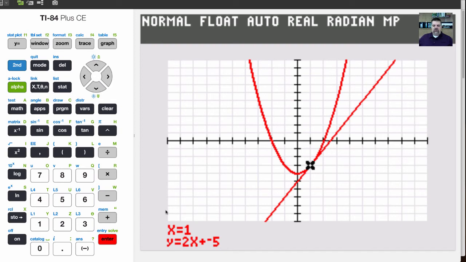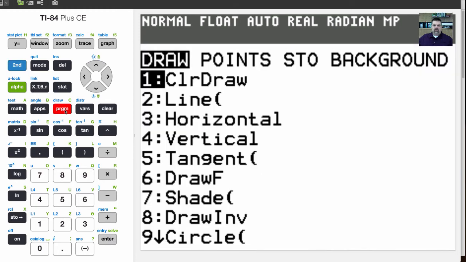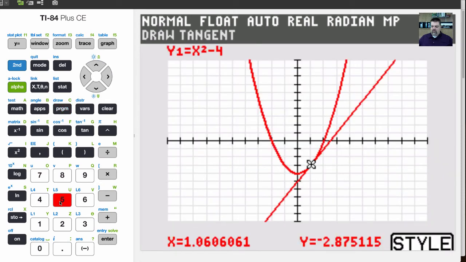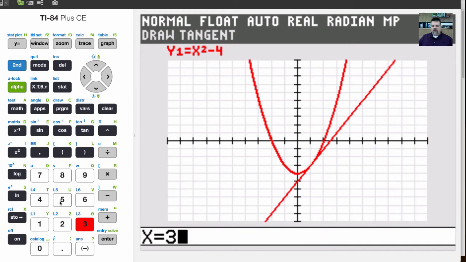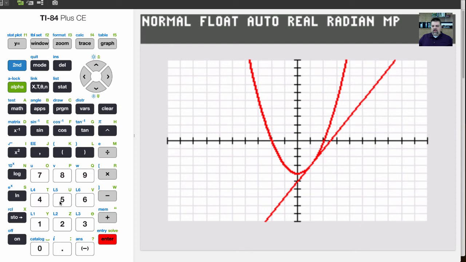If I wanted to know the tangent line at, say, x equals 3, I'll do this one more time. I'll hit second program, which pulls up the draw menu, and then I'm going to choose option number 5. I'm curious about when x equals 3, so I just hit the number 3, hit enter, and give it a second, and then it calculates the coordinate where that intersects is at x equals 3, and then the tangent line equation is y equals 6x minus 13.